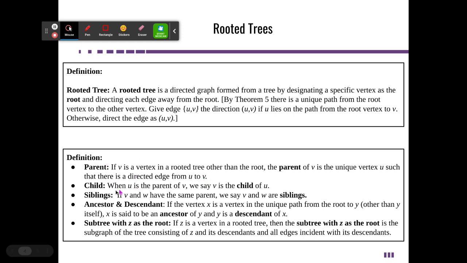In contrast to that would be a child. So when U is the parent, then V is said to be the child. So imagine you have a segment that you're starting at U and you're going to V, and so when you do that, U is the parent and V is the child. So like if I just had a line segment here and this was U, and then I was going down to V, U would be the parent and V would be the child.